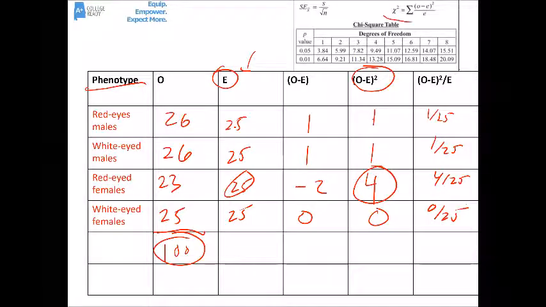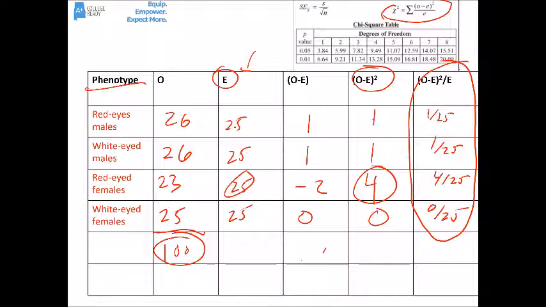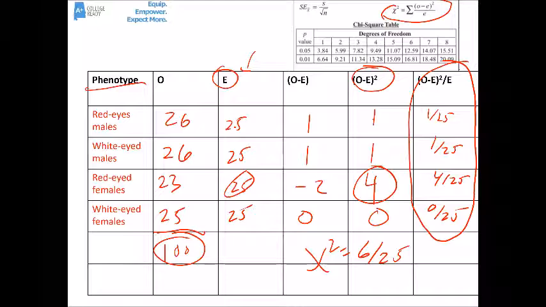And notice your formula for chi-square is up here at the top. So chi looks like a fancy X. So chi-square is the summation of O minus E squared over E. So that tells you add up this column. So your chi-square value is 6 over 25. 1 over 25 plus 1 over 25 plus 4 over 25. Let's calculate that. Let me get a calculator. So that comes out to be 0.24. Our chi-square value is 0.24.